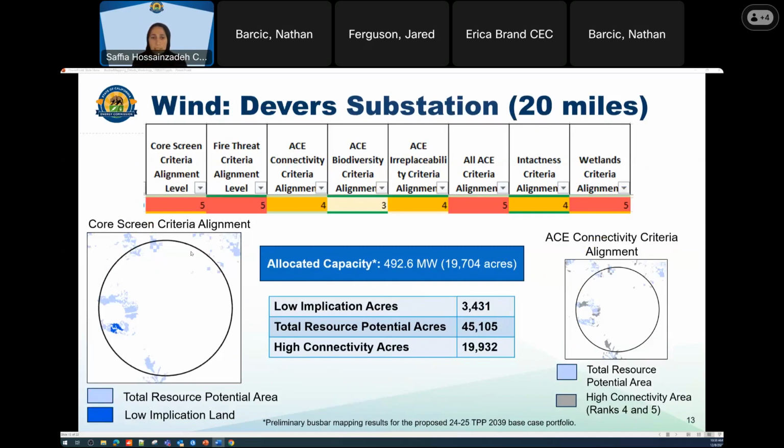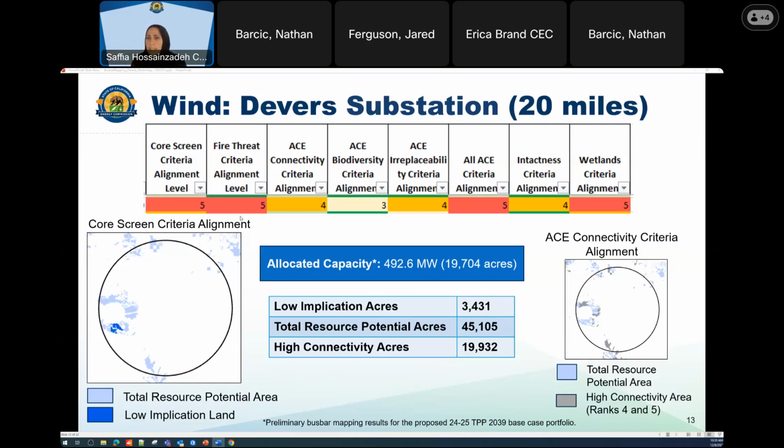So in this third and final example of a specific substation, here we'll look at Devers substation. And the preliminary busbar mapping results allocated about 500 megawatts here. But as you can see in the table up at the top, it's raised a lot of exceedance flags. So Devers is located east of Riverside near the Coachella Valley, near the northern part of the Coachella Valley.